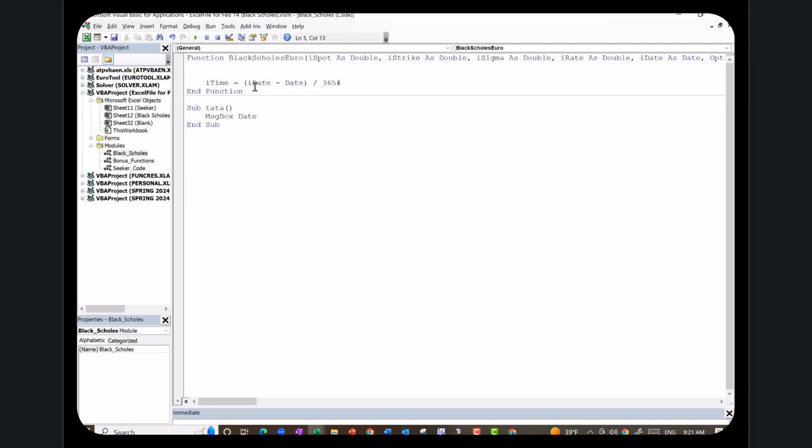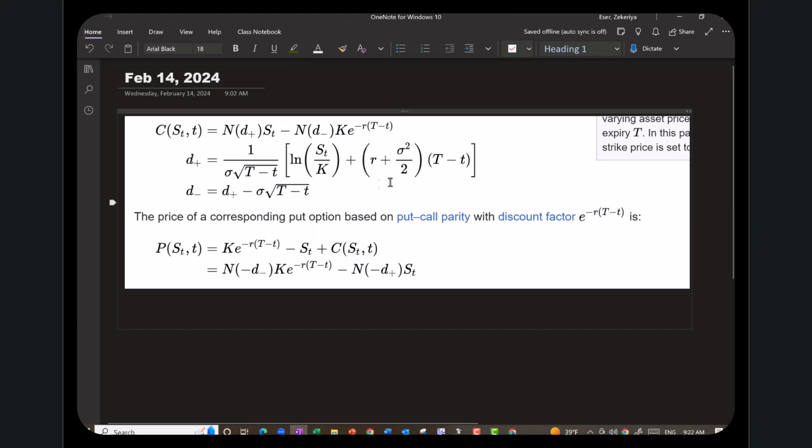Just to make sure. And if you want to comment, you could put the comment here: calculate how many years to expiration. Once Excel VBA sees that single quote, the rest of the line doesn't matter for execution purposes. It's just a comment. Okay, you got that. That's our T minus t.